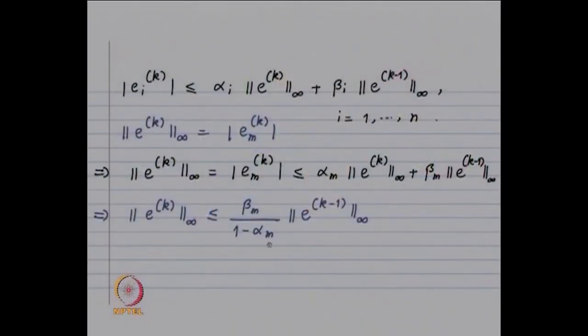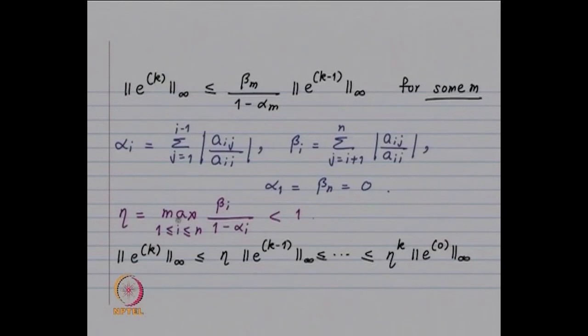So, that is going to be our constant eta. What I want is norm E k infinity less than or equal to some constant times norm of E k minus 1 infinity, and we put a condition that the constant should be less than 1, which will give us convergence. So, we have norm E k infinity less than or equal to this. Look at eta to be the maximum of beta I upon 1 minus alpha I, 1 less than or equal to I less than or equal to n.